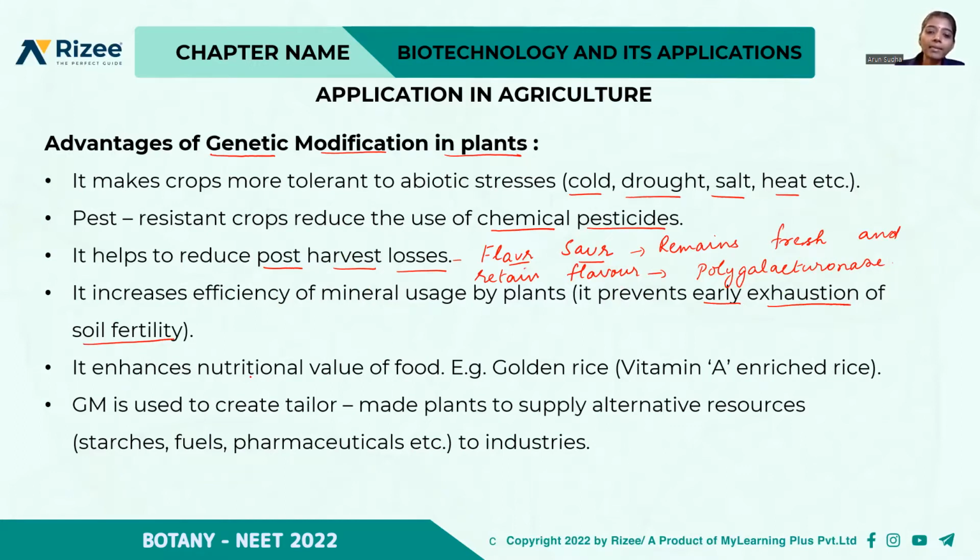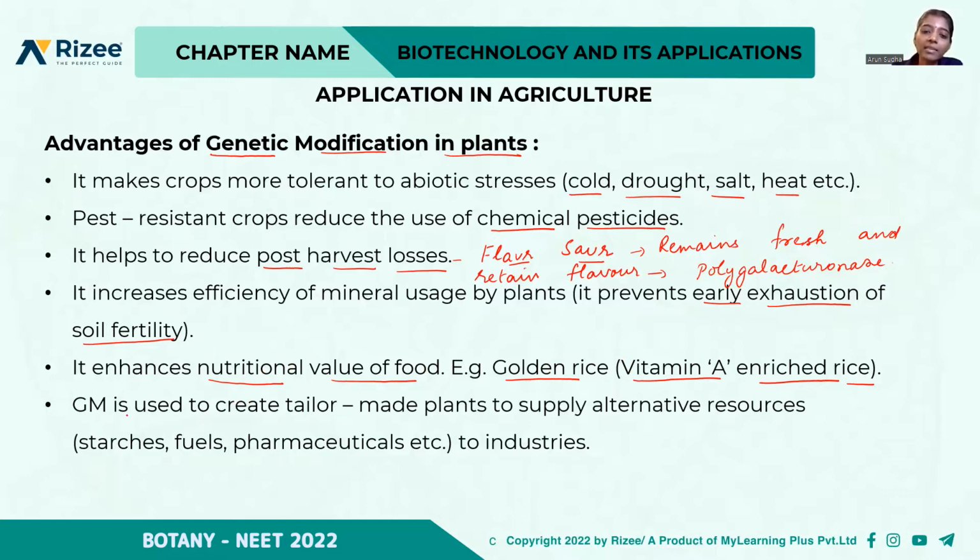And also it enhances the nutritive value of food. For example, golden rice. So what is golden rice? It is a vitamin A enriched rice. So this golden rice increases the nutritional content. So it prevents people from suffering from vitamin A deficiency, right?